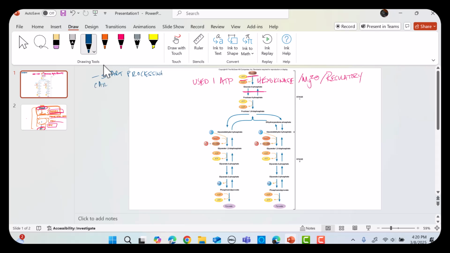My carbs for energy. All of your processes are going to have kind of a theme. The theme is going to be the what, the fat, the carb, the protein, and for what. Am I making energy out of it? Am I putting something in storage? Am I taking something out of storage? That kind of thing. So we're processing carbs for energy.